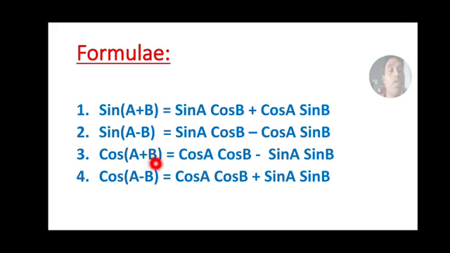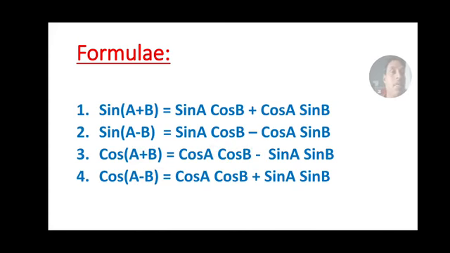Next, cos of a plus b equal to cos a cos b minus sin a sin b. Next, cos of a minus b equal to cos a cos b plus sin a sin b. For sin of a plus b we have plus, sin of a minus b minus. For cos of a plus b we have minus, cos of a minus b plus, reverse.